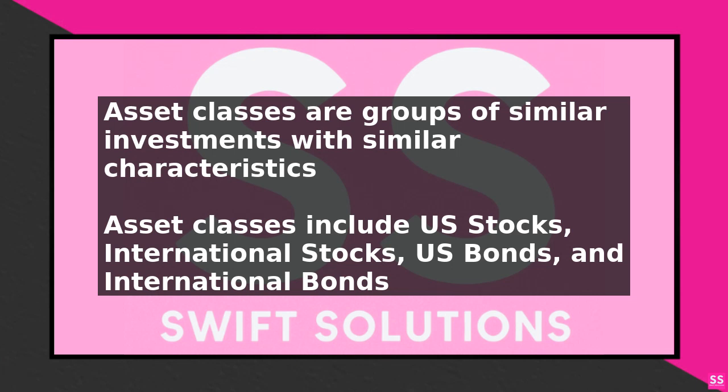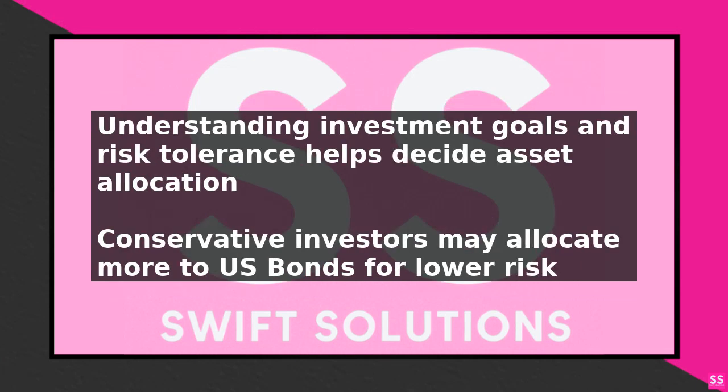The first step in utilizing Betterment asset classes is to understand the different types of asset classes available. These include U.S. stocks, international stocks, U.S. bonds, and international bonds. Each asset class has its unique characteristics, such as risk level and potential return, and is suited for different investment goals and risk tolerance.